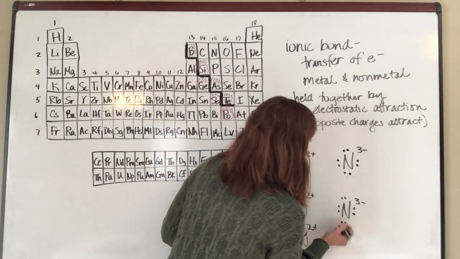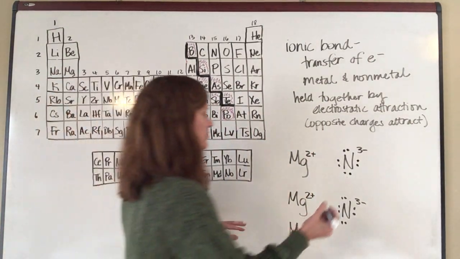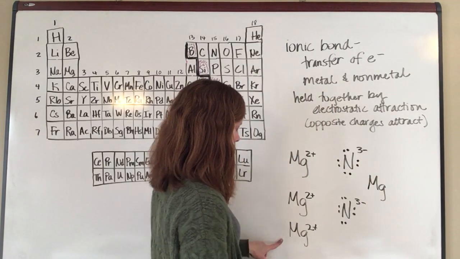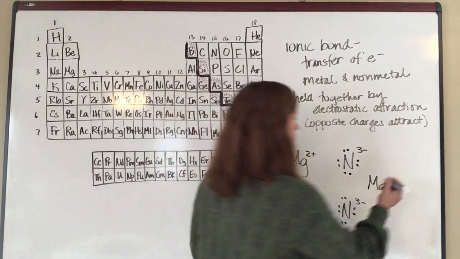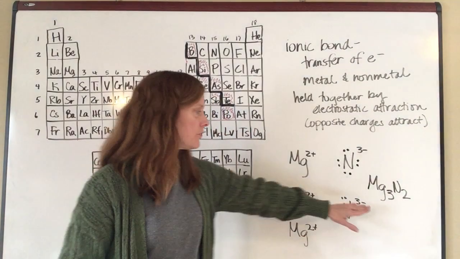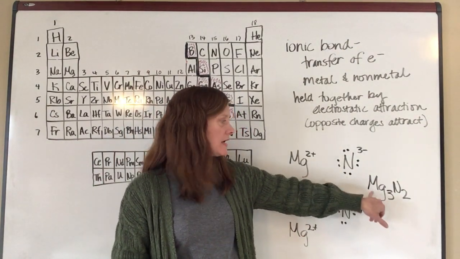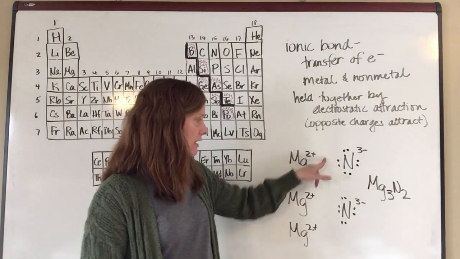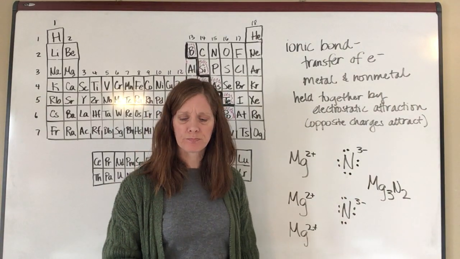Get those drawn back in since they got erased. And so when I draw the formula for this one, how many magnesiums did I use? 1, 2, 3. I used 3 of them. How many nitrogens did I use? 1, 2. I used 2 of them. So the formula for a compound that magnesium and nitrogen make together is Mg3N2 because I used 3 magnesiums and I used 2 nitrogens until I got the electrons moved around and I got it right.